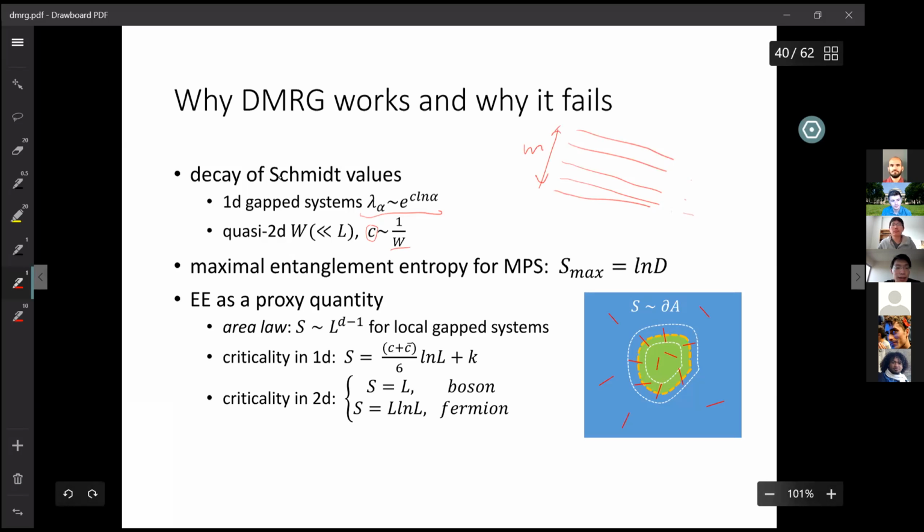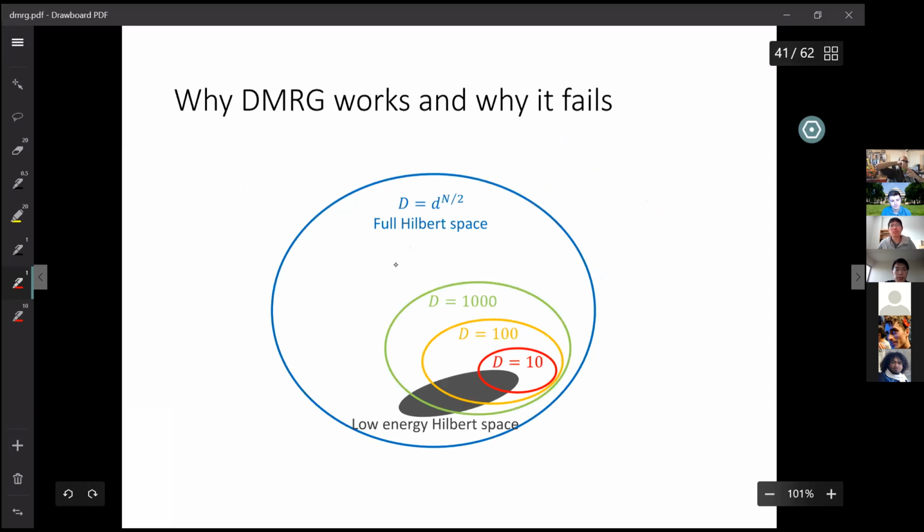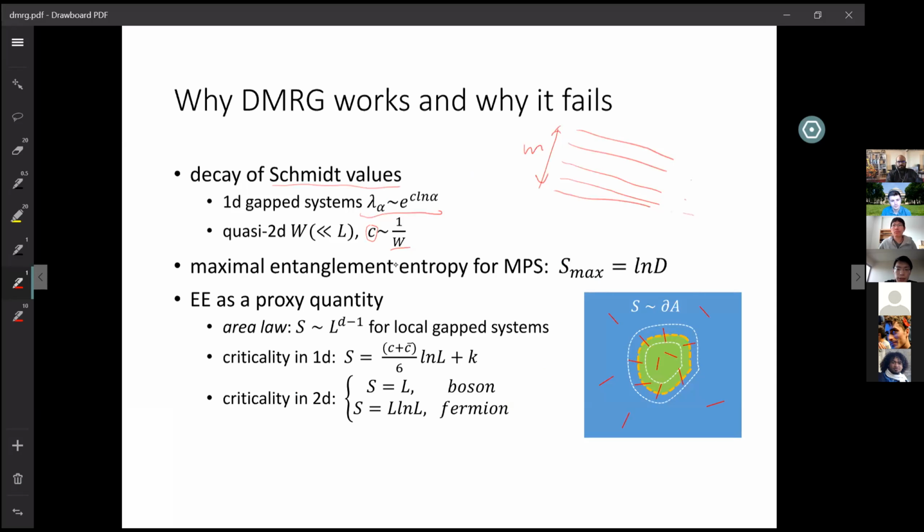All right, the other argument about why DMRG works is, instead of looking at the whole spectrum of Schmidt values, we just look at the entanglement entropy. We know that for an MPS with bond dimension D, the maximal entanglement entropy it can give is log D, because the maximal entanglement entropy is basically when all Schmidt values are equal. So you calculate the entropy, and it is log D.